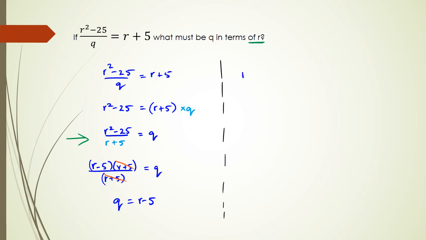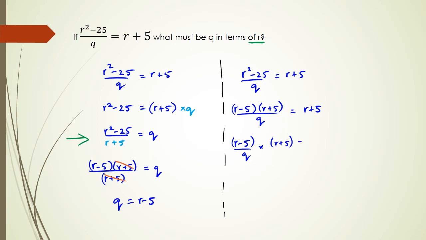With the second method, what I do is (r squared minus 25) over q equals r plus 5. I factorize r squared minus 25, so I'm going to get (r minus 5) multiplied by (r plus 5), and all of that is divided by q, which equals r plus 5. So what I can do at this point is, because the numerator is getting multiplied, I can write (r minus 5) over q, multiplied by (r plus 5), equals r plus 5.